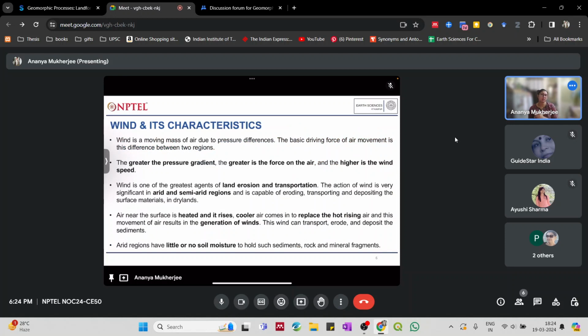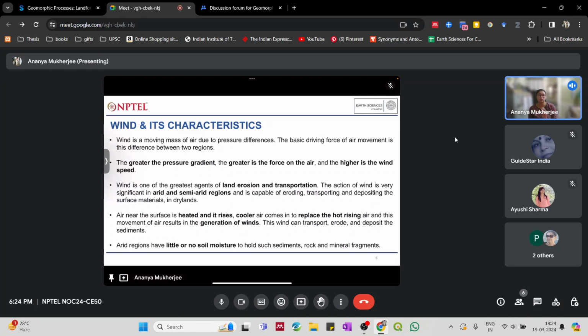So now we see that we have an environment where wind activity is very prominent, and it can erode, transport and deposit sediments. We will see some aspects of wind which cause it to function as a natural agent creating different landforms and landscapes.